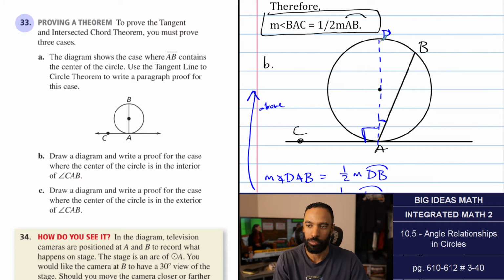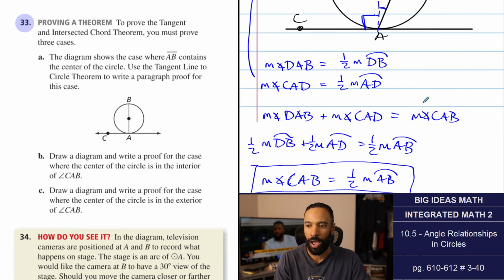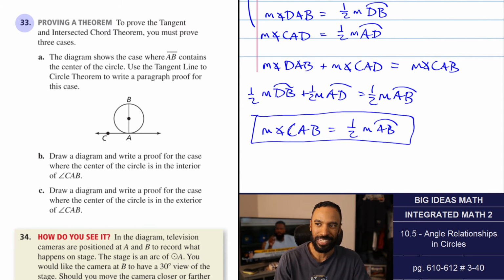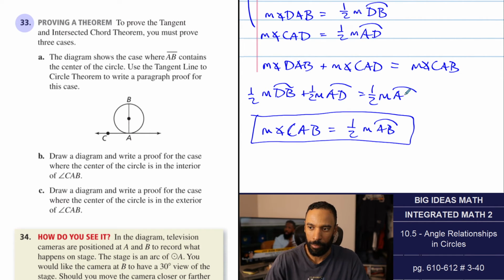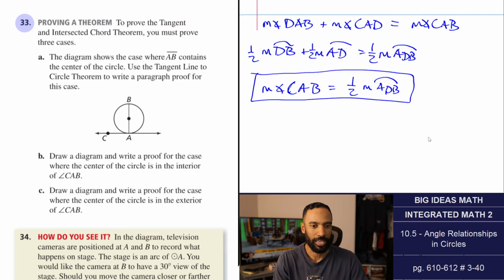So basically what we did was we found out that this angle is half of this arc. We proved already this angle is half of this arc. So when we add these angles together, add those arcs together, then this angle is half of this arc there. Now, I want to call it not AB, but ADB, I guess. Let's call it ADB because we need to call it kind of a major arc. So ADB here and ADB there. So kind of more of a major arc like that.